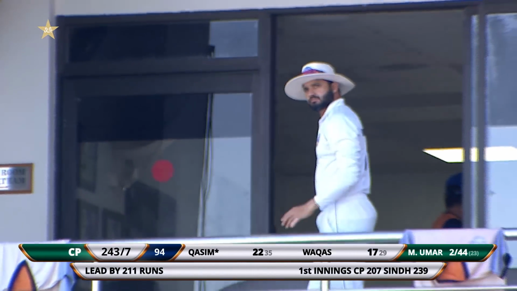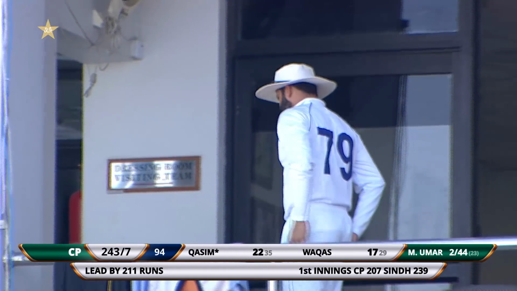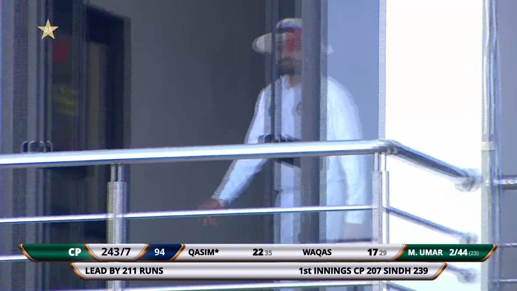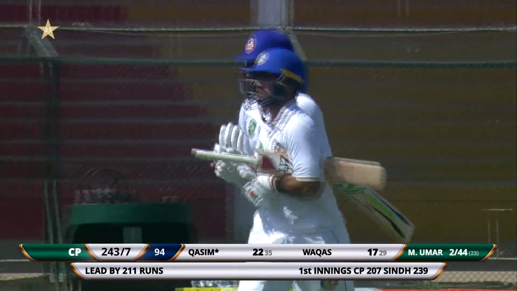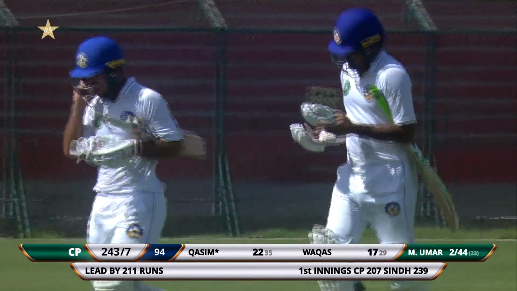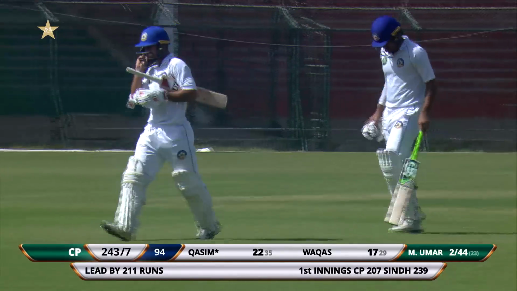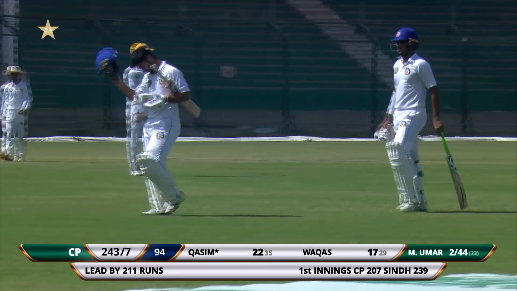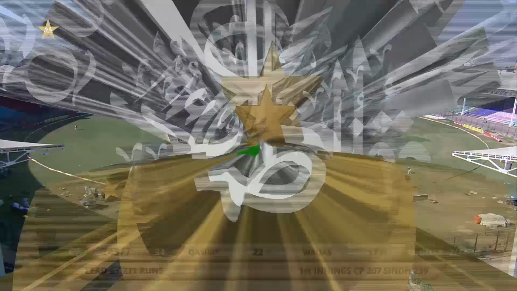And there you go. Azhar Ali has called his batsman back. So that's declaration from Azhar Ali and Central Punjab. With 243 on board and a lead of 211, Central Punjab has decided to pull the curtains, and now the target is clear for Sindh.